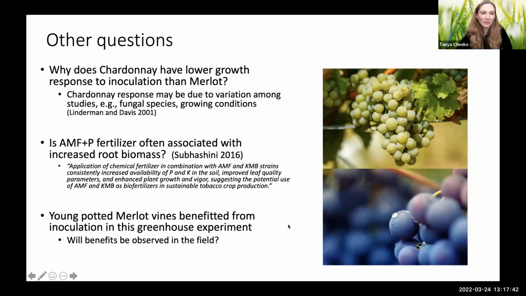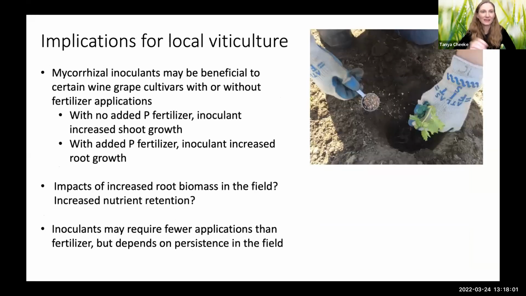And in this experiment, we found that these young potted Merlot vines in the greenhouse benefited from inoculation, but we don't know if these benefits will be observed in the field. There's a lot more going on in the field than under controlled greenhouse conditions. So that'll be future directions.